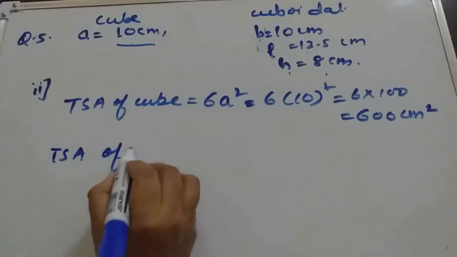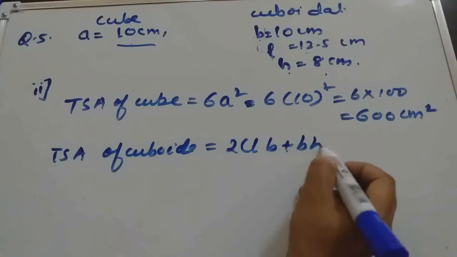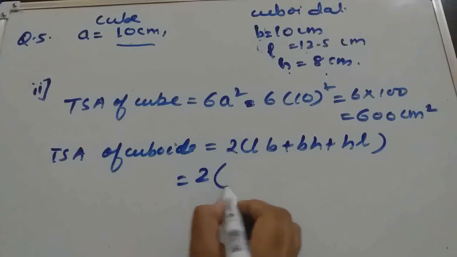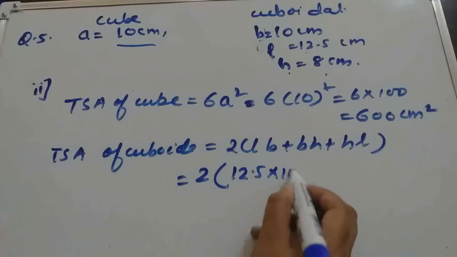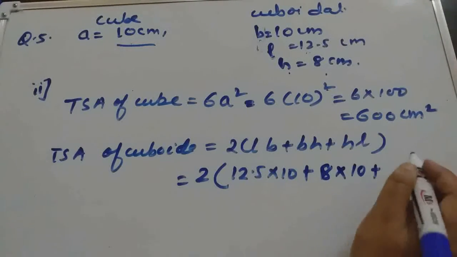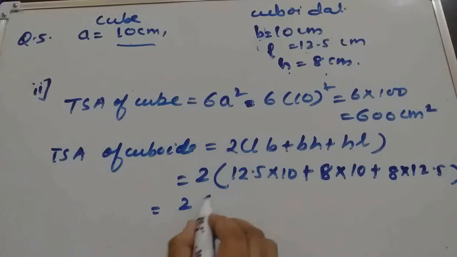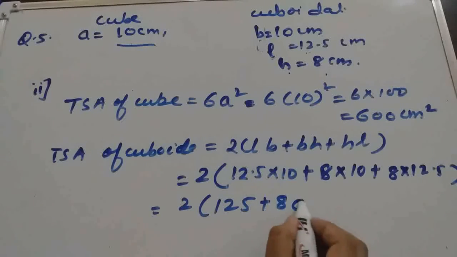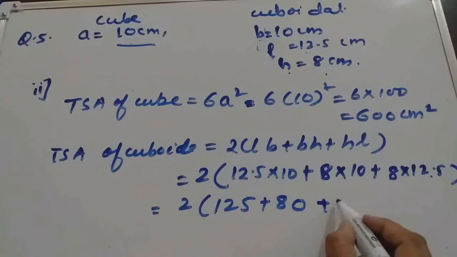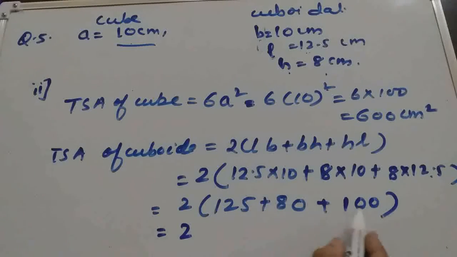Then the TSA of the cuboid also we should find. TSA of cuboid means 2(LB plus BH plus HL). Okay. Now substitute all the values. 12.5 into 10. Then B into H means 8 into 10. H into L means 8 into 12.5. Okay. So this will give 125. This will be 80. And this will be 100. Okay. So you will get 305, which will be 610 centimeter square.